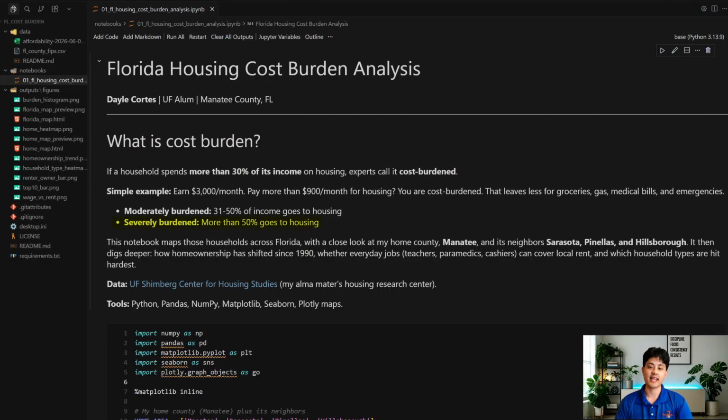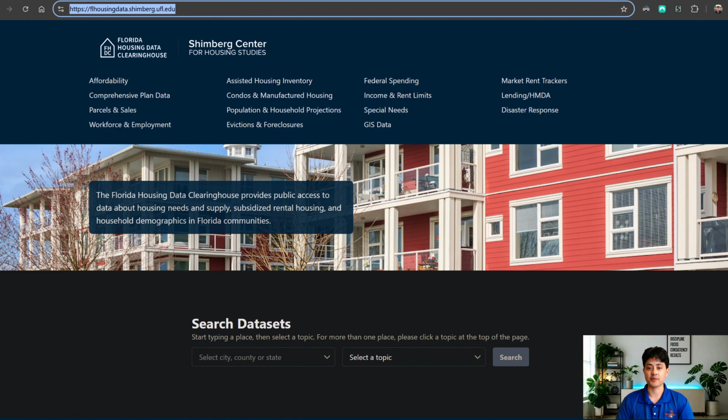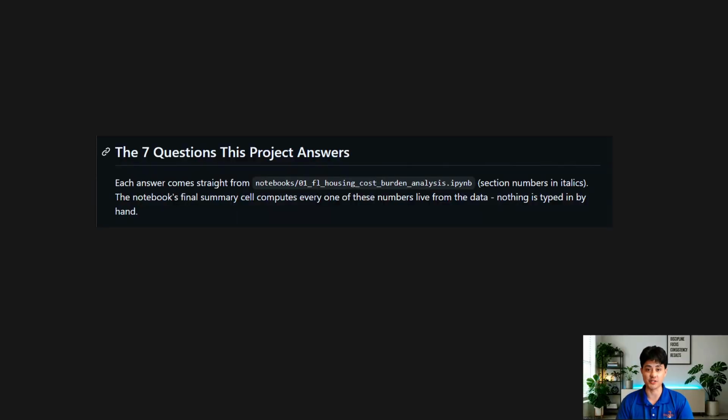As a Florida resident and University of Florida alumnus, I wanted to programmatically parse the raw public records provided by the UF Shimberg Center for Housing Studies to look at structural trends. Specifically, I wanted to answer 7 core business questions.